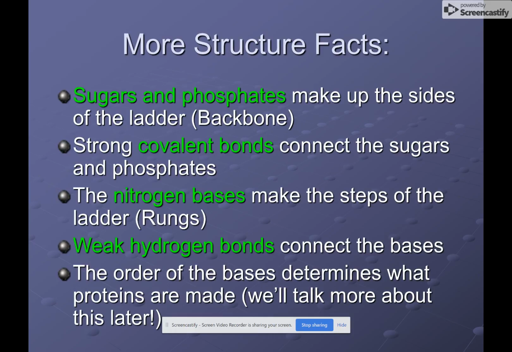And that is pretty much it for the basic structure. We're going to do some color notes in class to help solidify some of these terms, what the sugar and phosphates are, and what the bases are. And so we'll go from there later on this week.